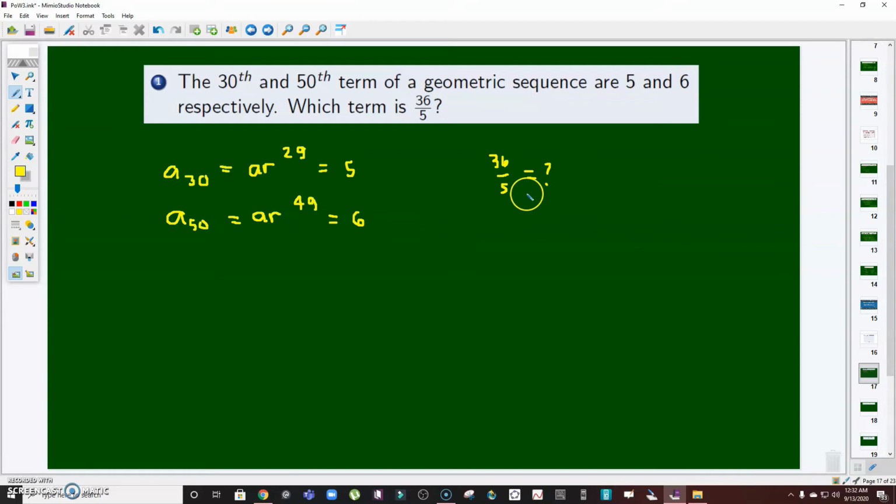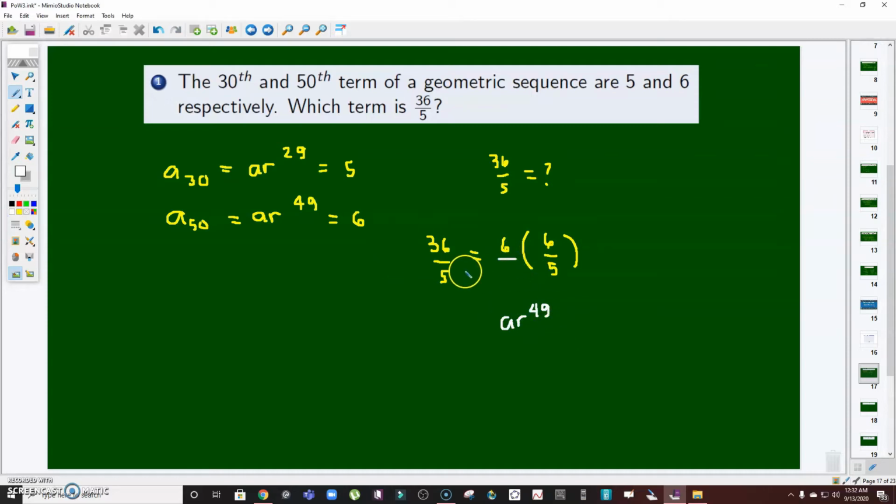Remember, 36 over 5 is the same as 6 times 6 over 5. Right? 6 times 6 over 5. Okay. Now, using the given, what is 6? What is that 6? Remember, 6 is a r raised to 49, right? So that means this 6 here, we can replace it by this one. See that? Okay, so therefore, this one can be written as a r raised to 49.